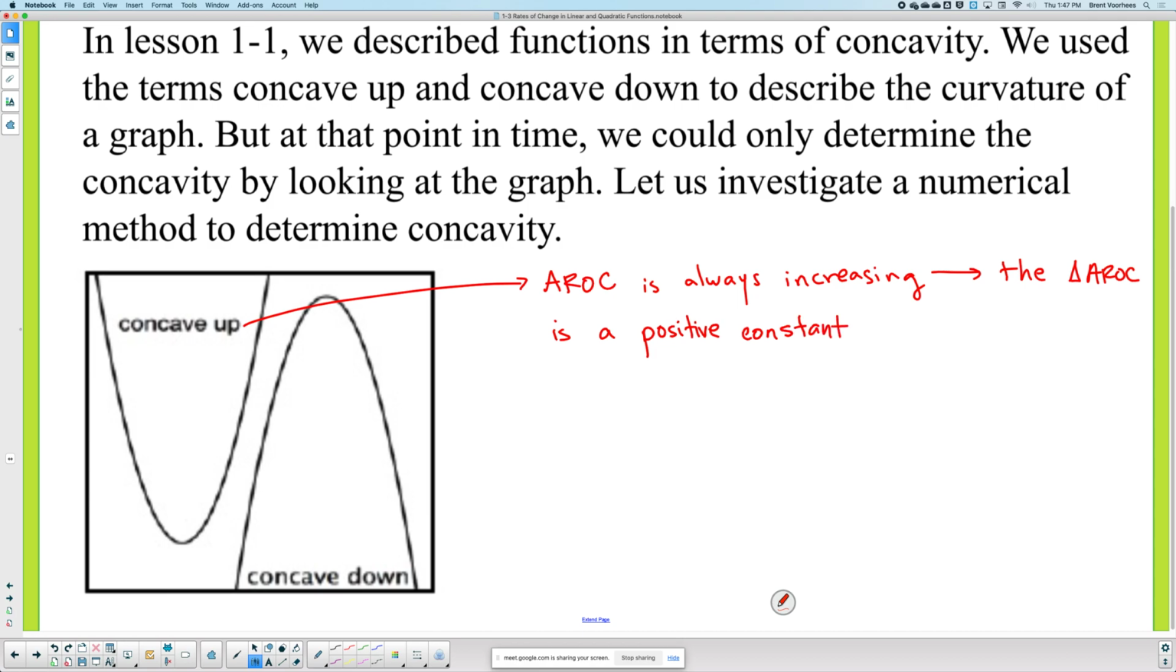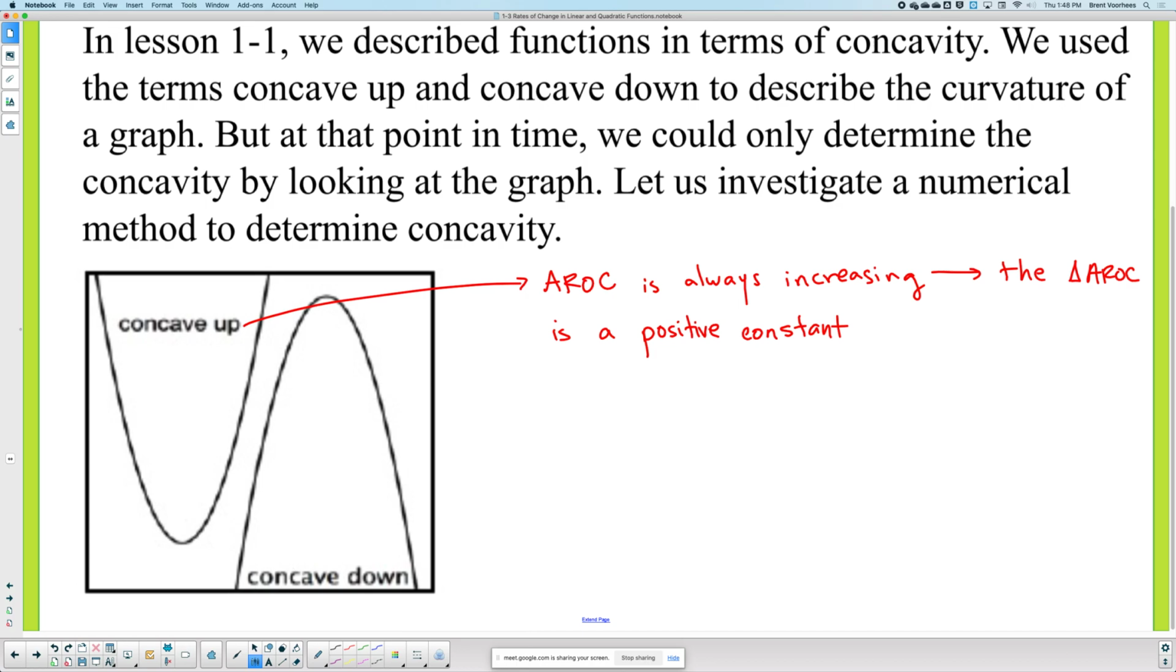Okay, so one more time. We learned already that if it's concave up, that means its AROC is always increasing. If you found the change in the AROC, it'll be some positive constant. Constant means it's not changing. That second level will be a constant number all the way down. So if you have a positive constant in the change in your AROC, what is it? Concave up, concave down? Concave up. There's another definition for concave up. Okay, let's do concave down now.